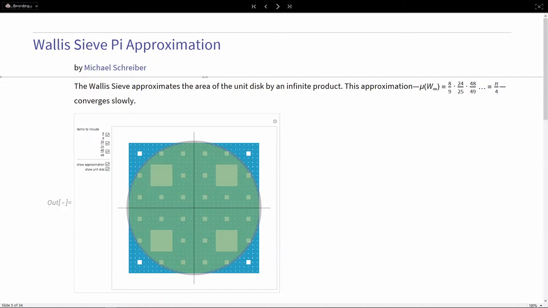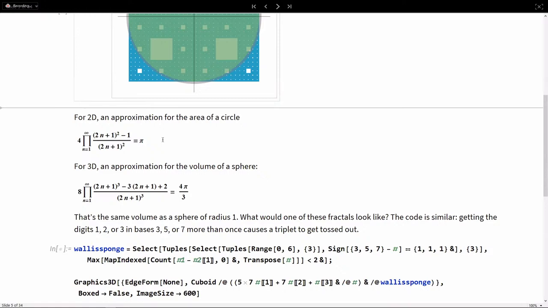With the Wallis product, if you take 8/9 times 24/25 times 48/49 and so on, you get pi over 4 eventually. So if you do the same sort of Sierpinski carpet, but with increasingly smaller squares instead, you get this object which approaches the area of a circle. And that's known as the Wallis pi approximation. And it's sort of shown in this formula here.